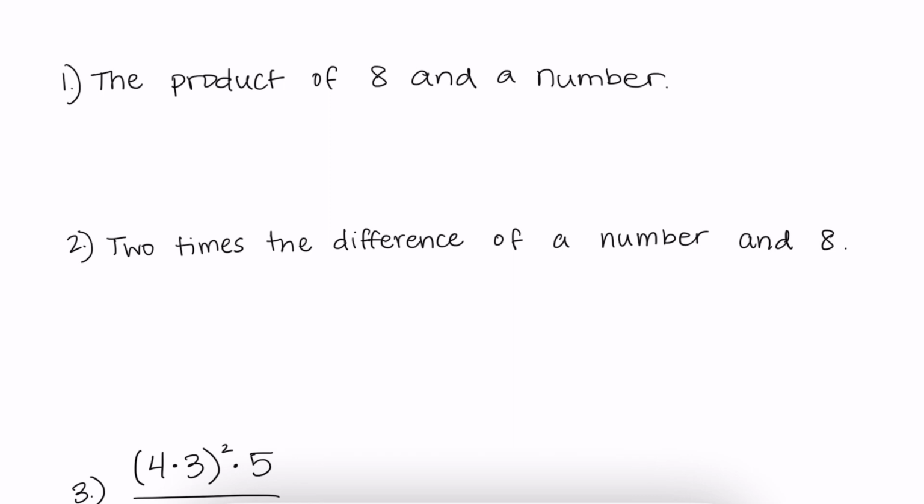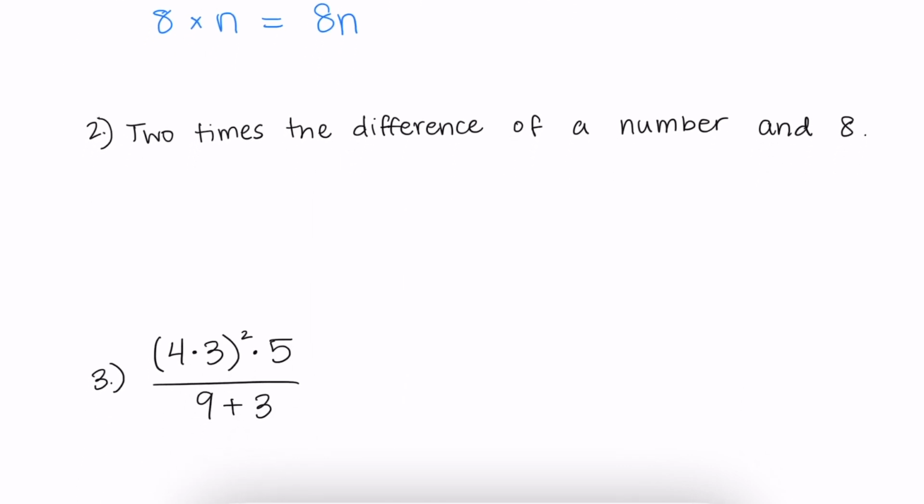Okay, that being said, let's jump right in. So this first problem is asking us to write the algebraic expression of this verbal expression. So the product of 8 and a number, I'm just going to call this number n. The product implies that we're multiplying. So 8 and a number simply means 8 times n. You could rewrite this just as 8n.